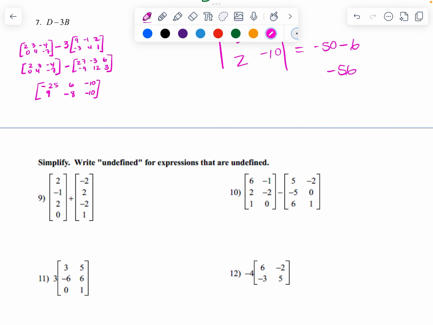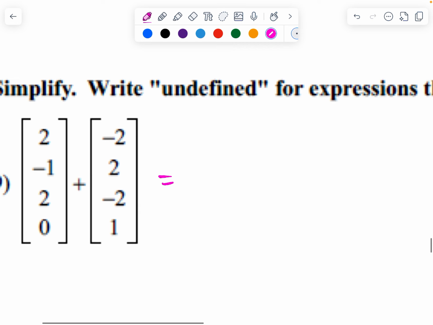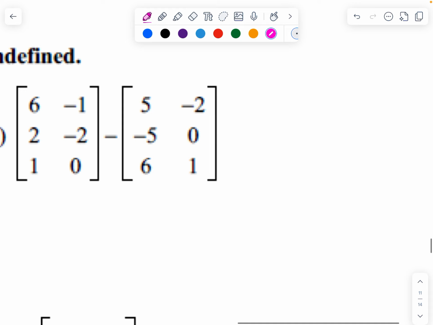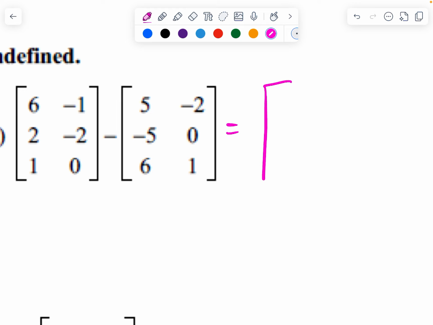Simplify. So I'm going to add these together. So that's 0. That's going to get 1, 0, 1. This one, I'm going to subtract. 6 minus 5 is 1. Negative 1 minus a negative 2, it's going to be 1. 2 minus a negative 5 is going to be 7. Negative 2, that's going to be negative 2. 1 minus 6 is negative 5. And negative 1.